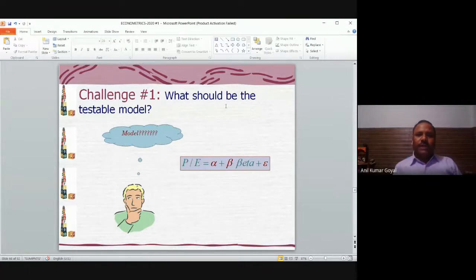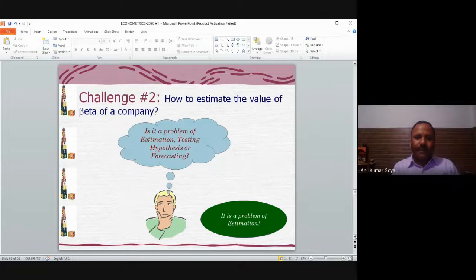So what should be the testable model? PE is equal to alpha plus beta plus error term. Here you can see beta. What does it mean? This beta is a parameter, and this beta is the measure of risk of the company. How to estimate the value of beta of a company? Now again, it is a problem. So it is a problem of estimation, testing of hypothesis. It is a problem of estimation. We can calculate the beta by estimating.